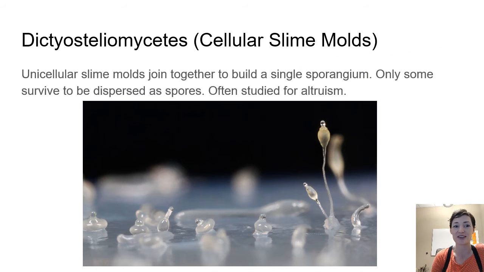So the next group we're going to learn about is the dictyosteliomycetes. These are called the cellular slime molds. So our myxomycetes were the acellular slime molds because they're not really made of cells. They're just one big flobby amoeba. But here we have many individual cells.